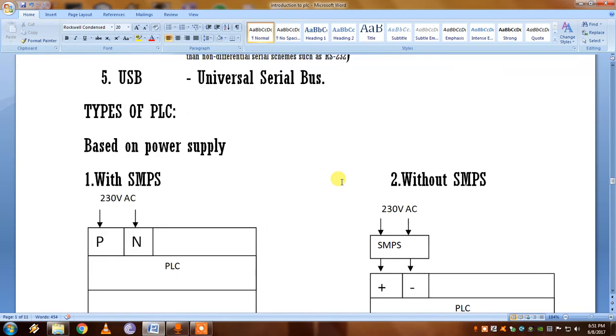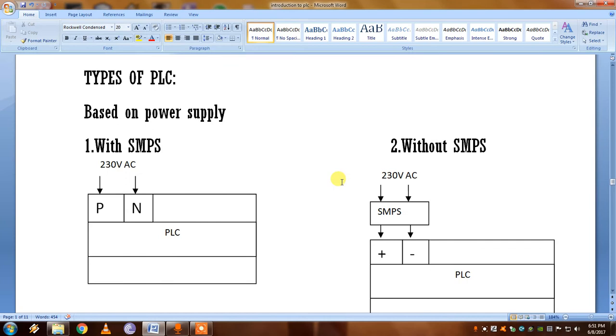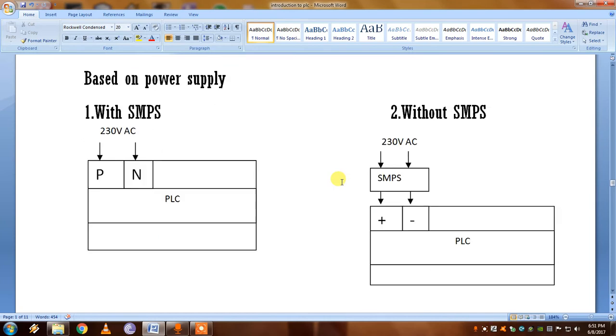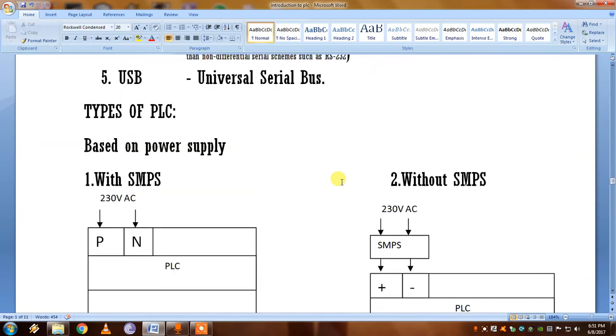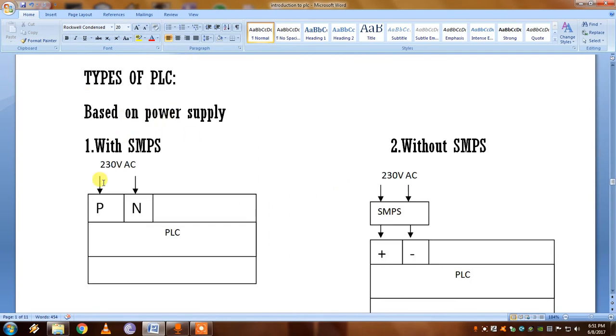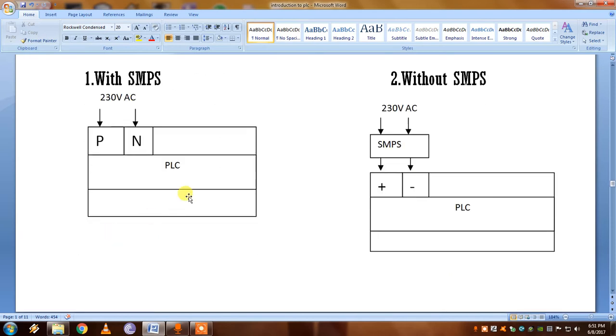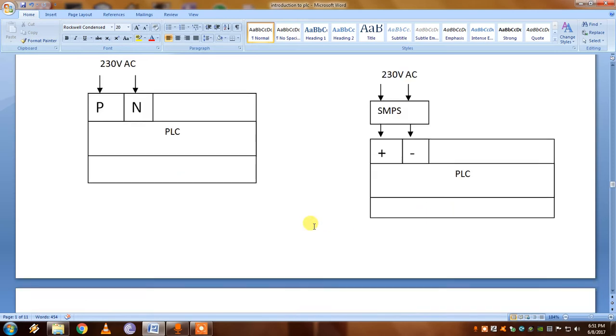And we can go to types of PLC. There are two types of PLC, based on power supply and based on input-output expansion. Based on power supply, there are two types: with SMPS and without SMPS. With SMPS means the SMPS is built into the PLC, so we can give 230 volt AC directly to the phase and neutral line of the PLC. Without SMPS, we should have an SMPS outside the PLC, which converts 230 volt AC to 24 volt DC. Then it is connected to the positive and negative terminals of the PLC.